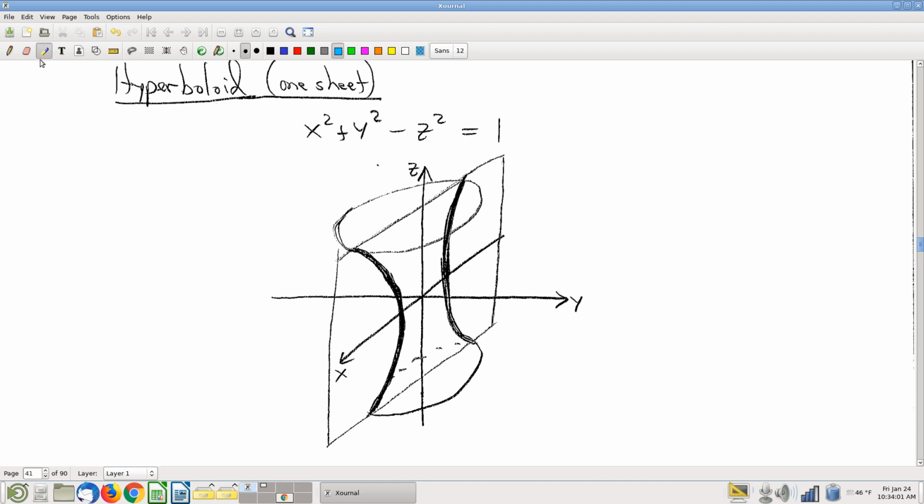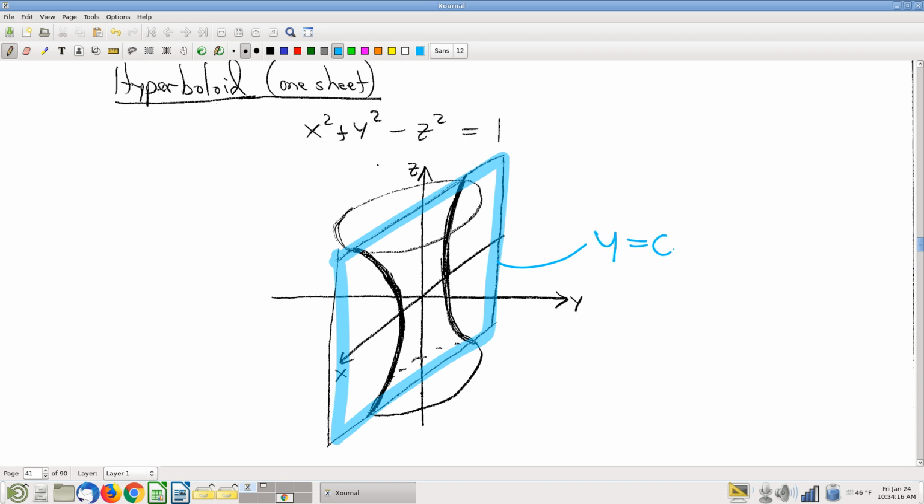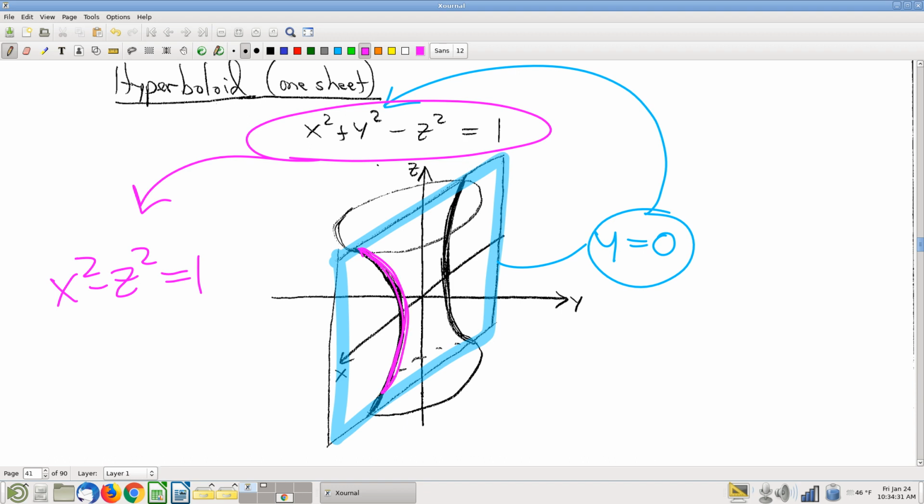Okay, I'm going to pick this plane. Now, I could just as well have picked that plane. Doesn't matter. Take your pick. I'm going to do this one. This plane here has equation y equals 0. Take y equals 0, plug it into there. Our equation then becomes x squared minus z squared equals 1. And that is a hyperbola sitting inside, of course, this plane.